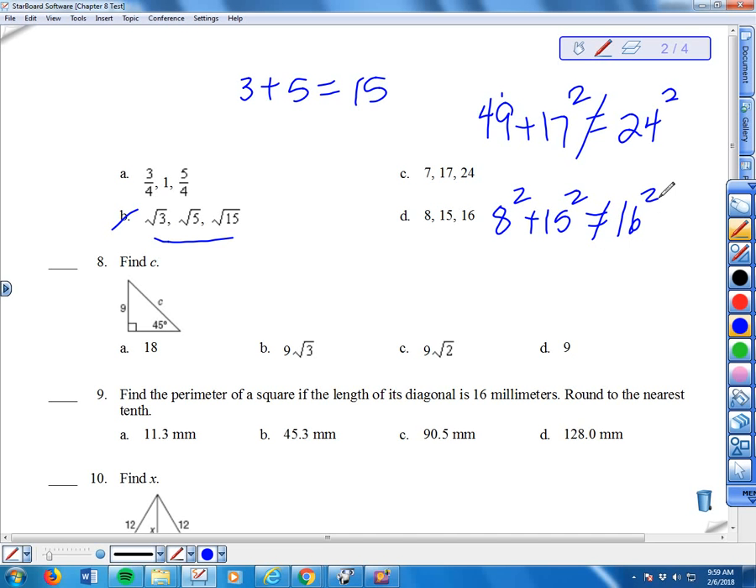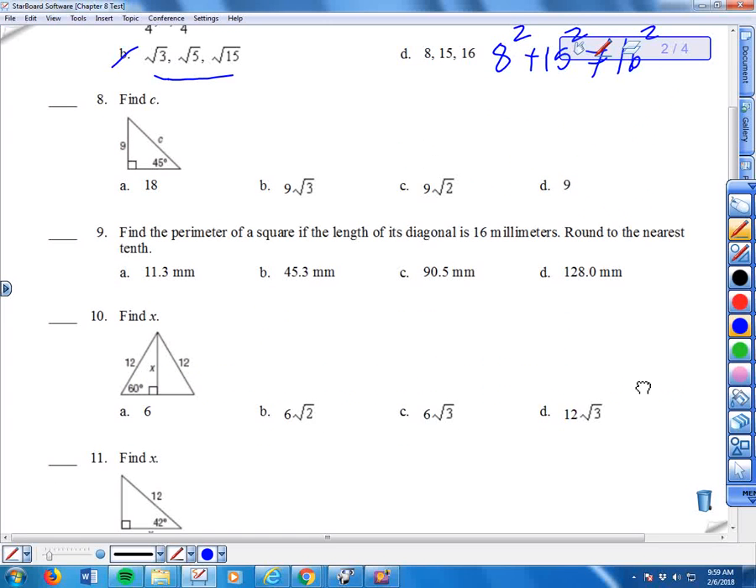If I square 3/4 and I square 1, I add that together, I get 5/4. Or square 1 and 5/4, I get 3/4. Okay, find C. You could have used Pythagorean theorem, but if you remember your 45, 45, 90, if the leg is 9, the hypotenuse is 9 square root of 2.